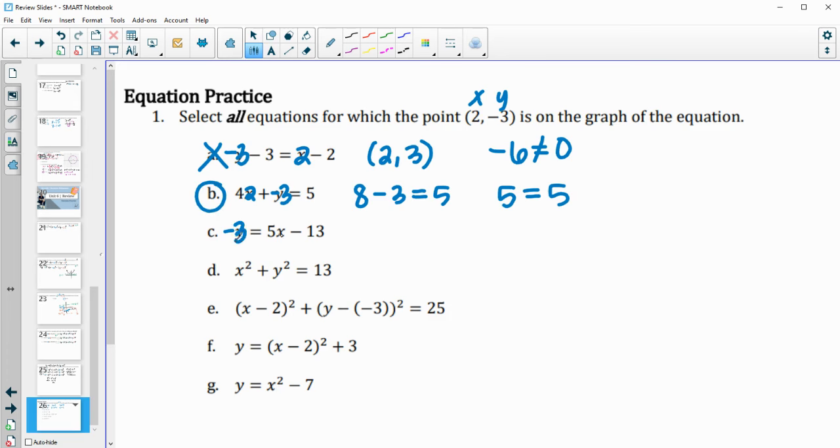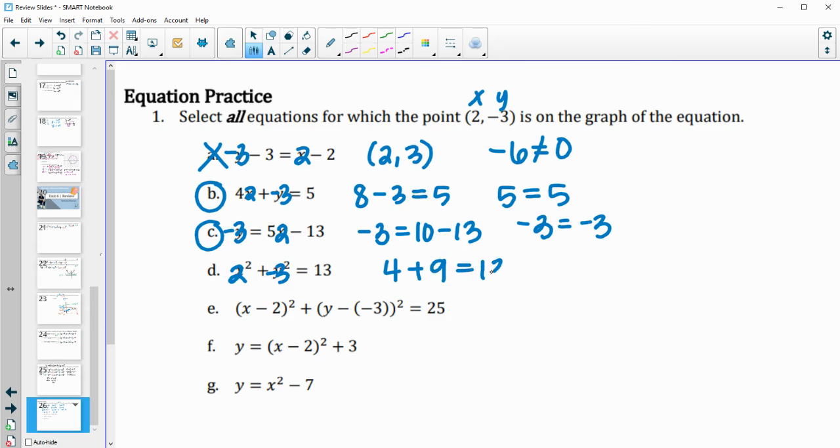Y is negative 3, x is 2, so we have negative 3 equals 5 times 2, which is 10, minus 13. So we have negative 3 equals negative 3. That means that point is on the equation. Part D is a circle centered at 0, 0. So we can just plug this in. So 2 squared is 4. Negative 3 squared is positive 9. 4 plus 9 is 13. So 13 equals 13. That is on our circle.